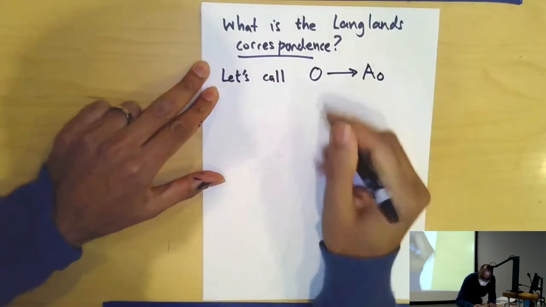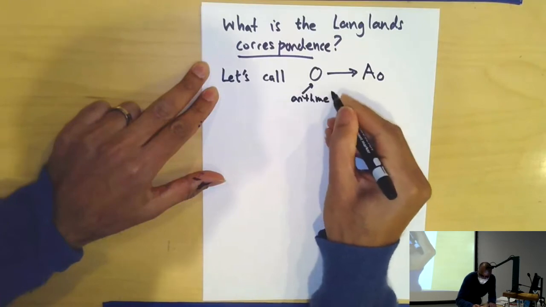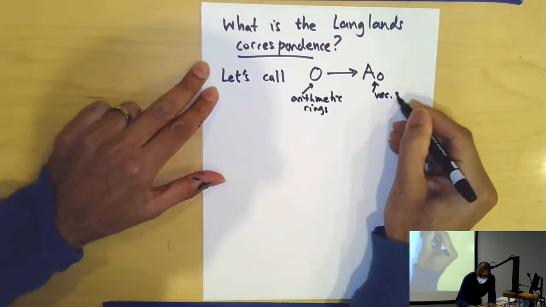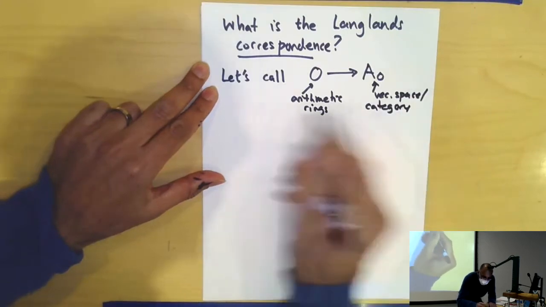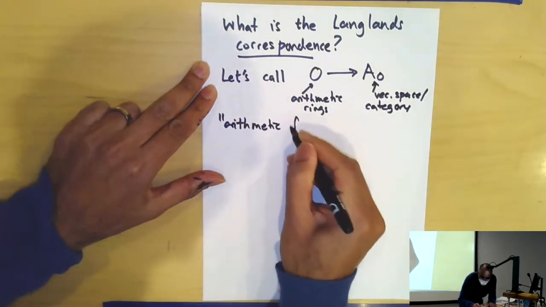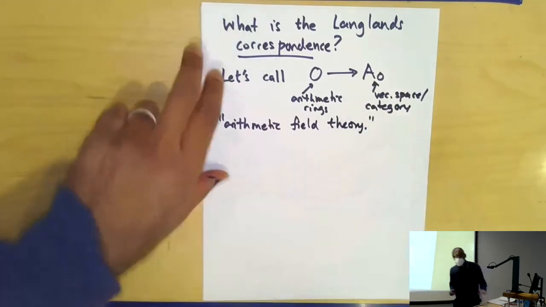where this is whatever all these different arithmetic rings that we've just discussed, and this is either a vector space or a category. Let's call this an arithmetic field theory. This is just a provisional term.